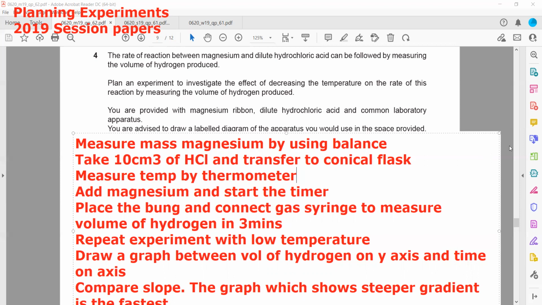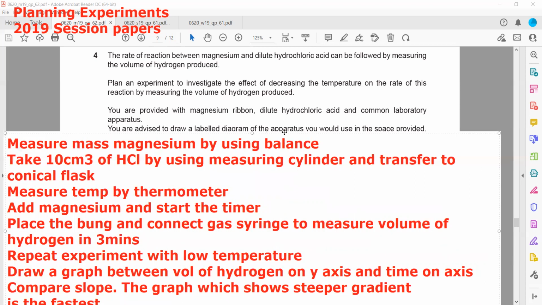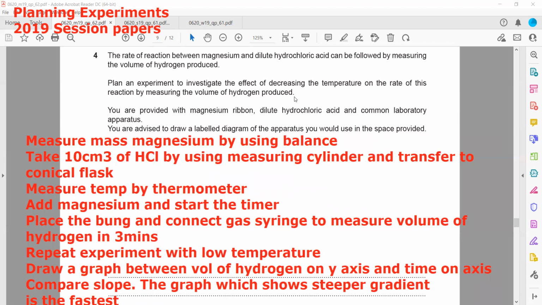So basically we'll take magnesium, measure it by using a balance, and then we take 10 cm cube of hydrochloric acid. How do we take this 10 cm cube of hydrochloric acid? We can mention by using a measuring cylinder, because if you want to transfer the solution quickly, we prefer the use of a measuring cylinder. If you want to measure the accurate volume, then we prefer to use either a pipette or a burette.